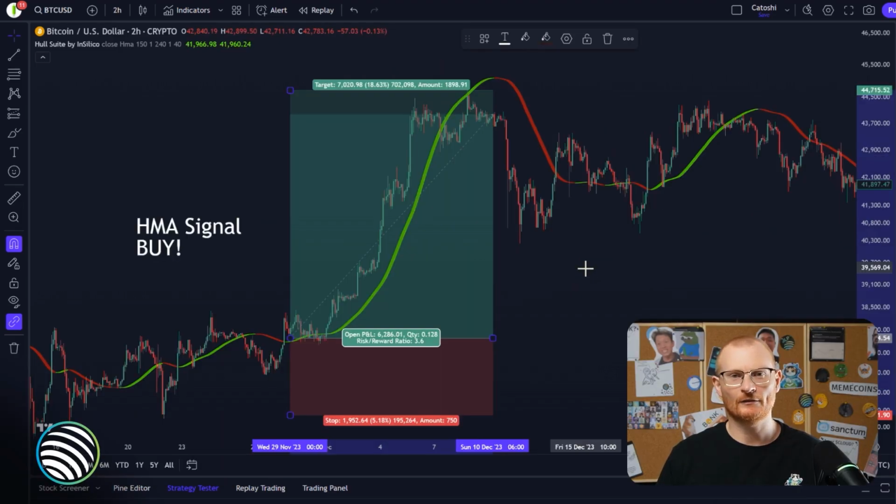Now let's check this out. This is the end of November 2023. When traders followed these simple HMA rules, they caught Bitcoin's move from approximately 38K to 45K. This is around an 18% move that most traders completely missed.